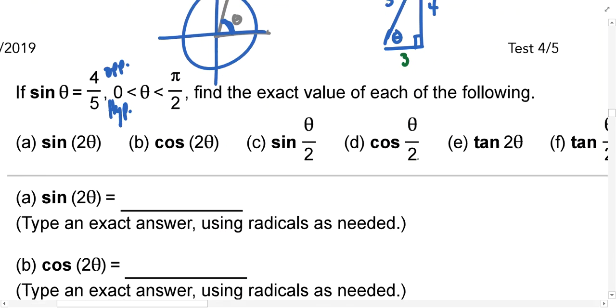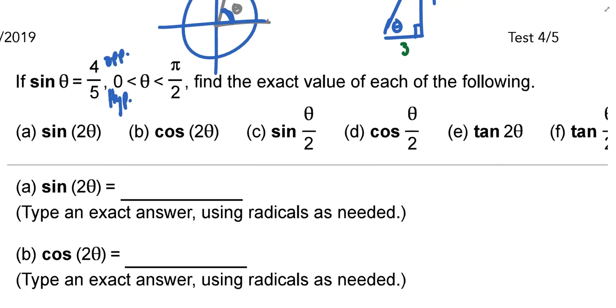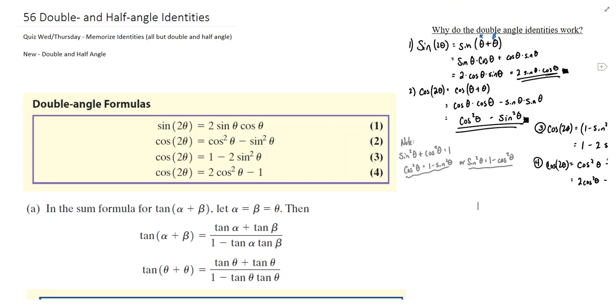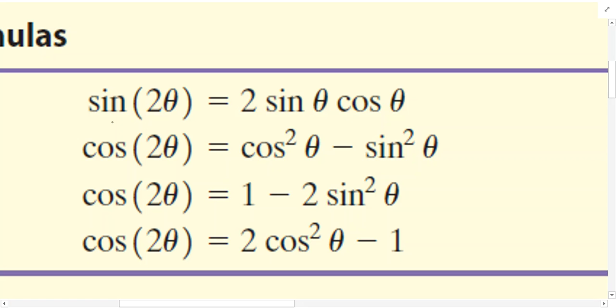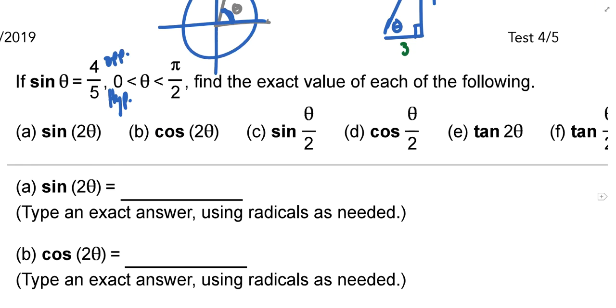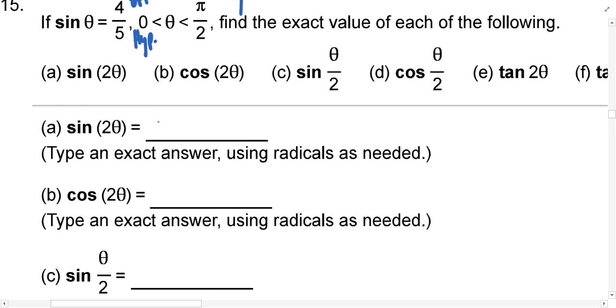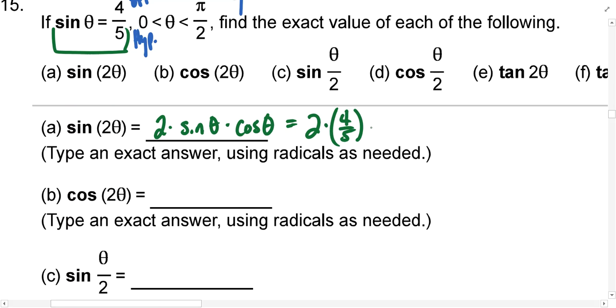Now, why would that be helpful? Well, let's remind ourselves of this. We have to go back to day 56 notes to see our double and half angle identities. Our double angle identity for sine is equal to 2 sine theta cosine theta. So when we're being asked to answer A, find sine of 2 theta, I need to say, well, that's going to be 2 times whatever sine theta times whatever cosine theta is. And we were already told that sine theta is equal to 4/5, so that part's easy. 2 times 4/5. But cosine of theta, that would be kind of difficult to find.